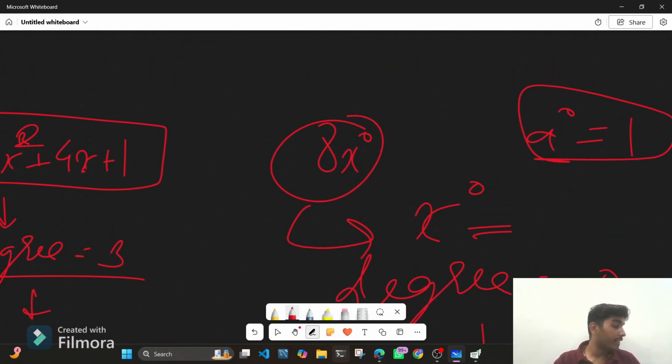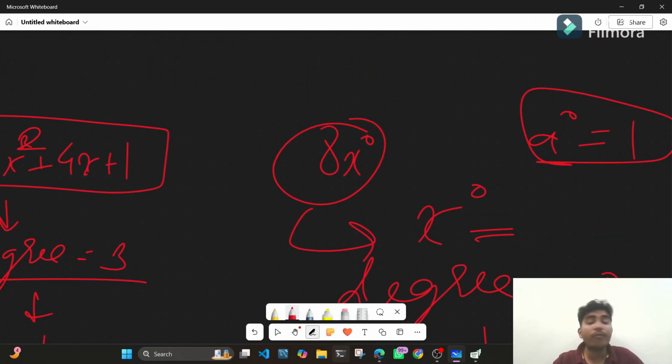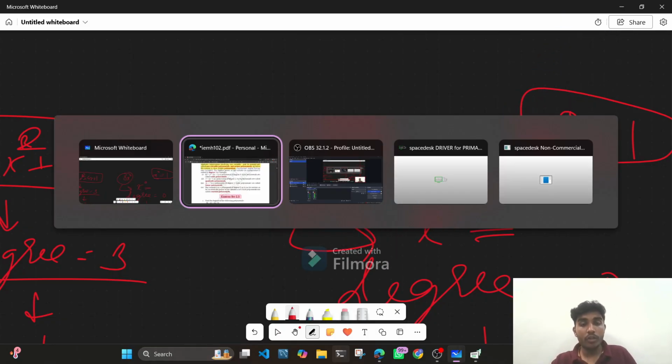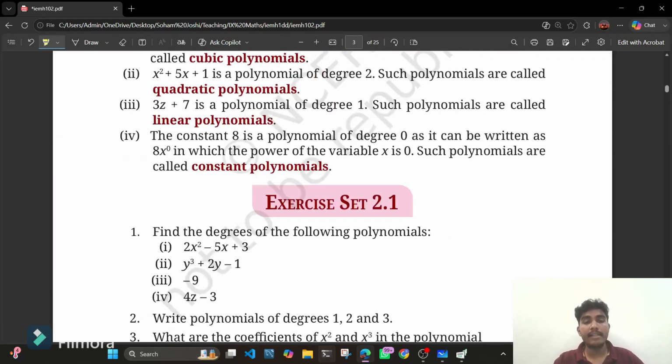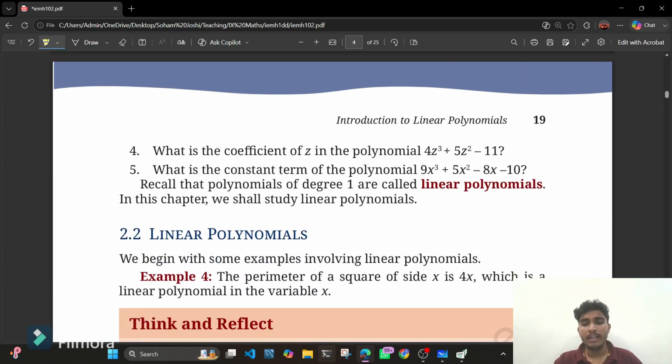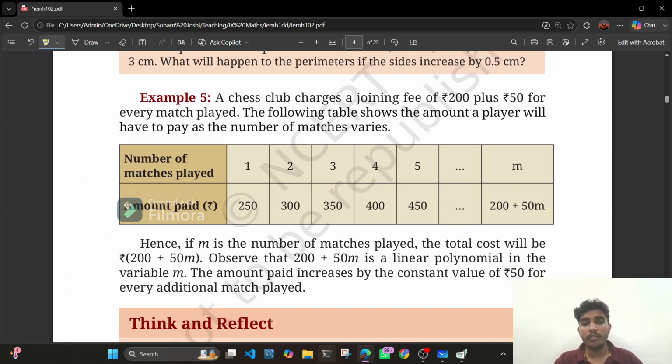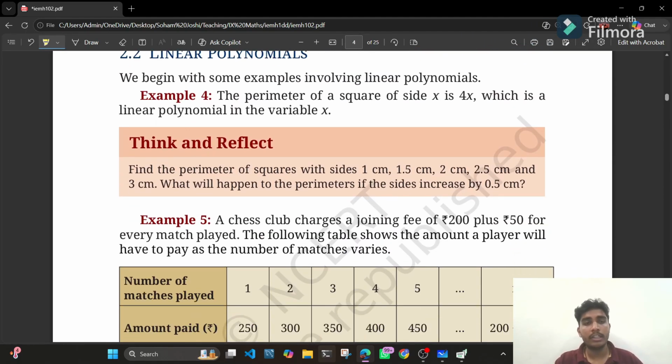So far we have learned what polynomials are, what linear polynomials are, and the factors associated with them, such as variables, terms, constants, and coefficients. Then we saw what degree is: degree 1 is called linear, degree 2 is called quadratic, degree 3 is called cubic polynomial, and degree 0 is called a constant polynomial. Further moving, this is the exercise that you can solve on your own, or maybe this exercise would be solved by your teacher in your school.